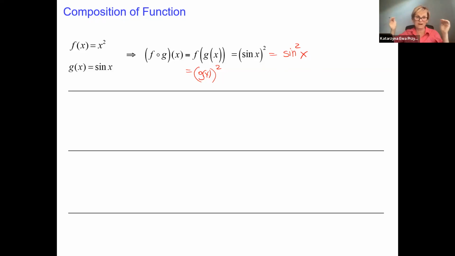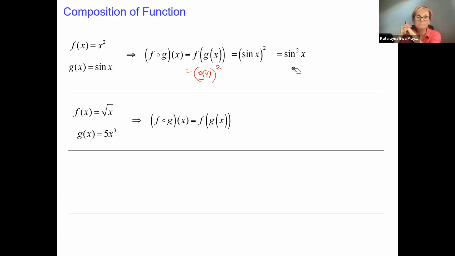The outer function is the square, the power function. The inner function is sine of x. Really important to identify. Now, square root of x and 5x cubed. Please tell me what will be the composition. You can type, I think.